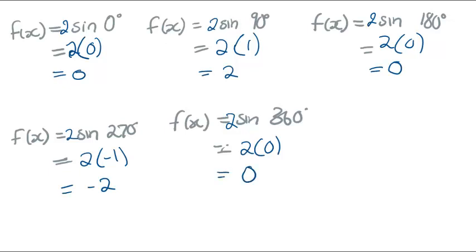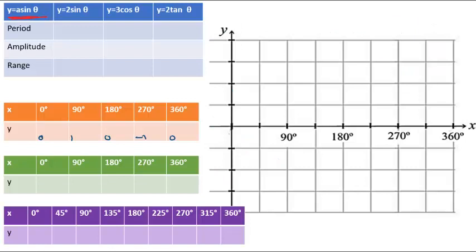So on my new table, my values are, what did I do? I said 2 times this 0 gives me 0. 2 times this 1 gives me 2. 2 times 0 gives me 0. 2 times negative 1 gives me negative 2. 2 times 0 gives me 0. So if you memorize these ratios or the values, the pattern, it goes a whole lot quicker.